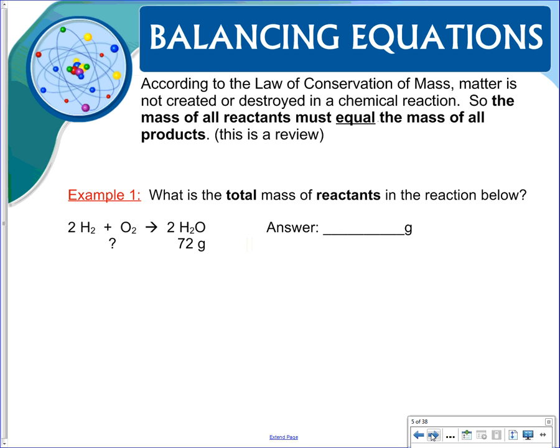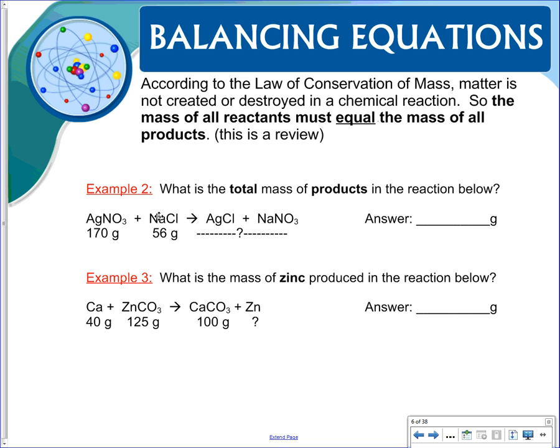Balancing equations. According to the law of conservation of mass, matter is not created or destroyed in a chemical reaction. So the mass of all the reactants must be equal to the mass of all of the products. So here's an example. It reads, what is the total mass of reactants in the reaction below? Okay, well, we know that this arrow really means equals. So products need to equal reactants and vice versa. So if I know that the product is 72 grams, then the reactants must also equal 72 grams total.